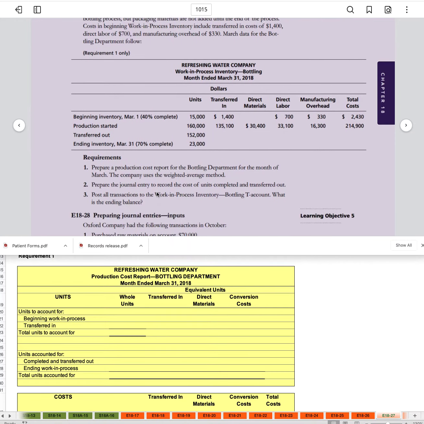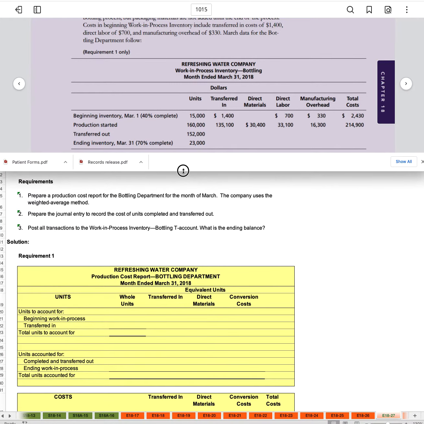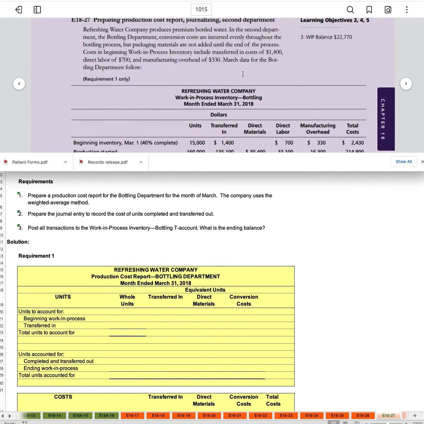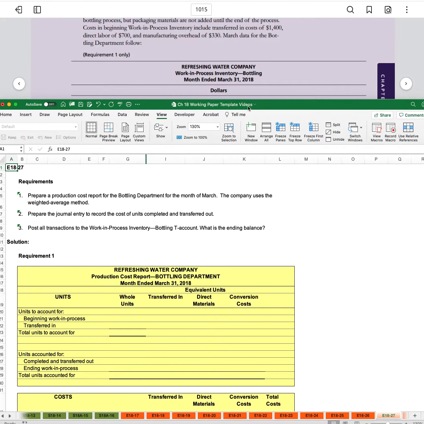And so the requirements ask us to prepare a production cost report for the bottling department for the month of March. The company uses the weighted average method. Then second, prepare the journal entry to record the cost of units completed and transferred out. And then finally, post all transactions to the WIP inventory bottling T account. What's the ending balance? And so I'm going to hide those requirements so that we're just seeing the information to give us a little bit more room for our Excel sheet here.